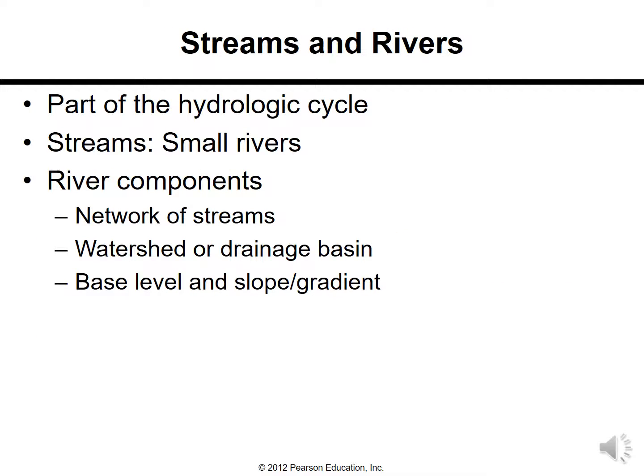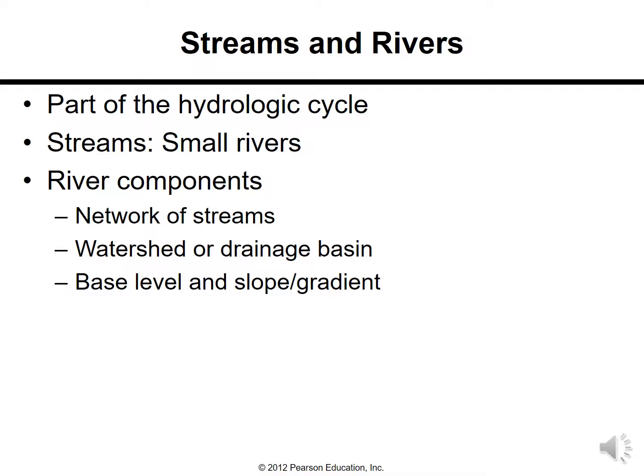Parts of the hydrologic cycle. I think you have learned about the hydrologic cycle. If not, it's also known as the water cycle. You talk about the precipitation, that means the water coming to the surface in the form of water, ice, or hail.